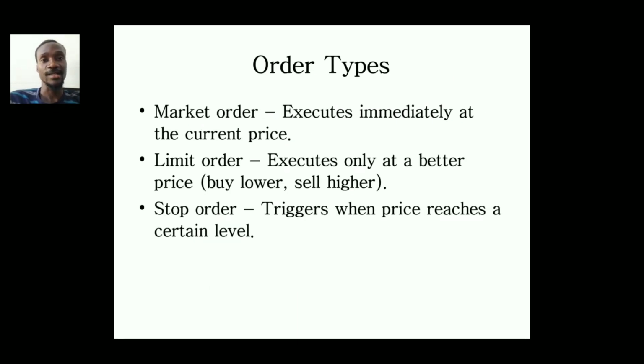Now we have other order types. We have market orders. They execute immediately at the current price. And we have limit orders. They execute only at a better price. Either you buy lower or you sell higher. Then we have stop orders. They trigger when price reaches a certain level.